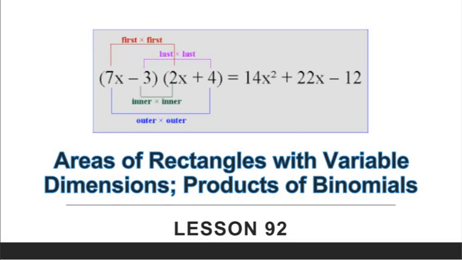Lesson 92, areas of rectangles with variable dimensions and products of binomials. So here we'll be looking at the FOIL method, and we'll also be looking at just multiplying variables with whole numbers. So let's take a look at an example.